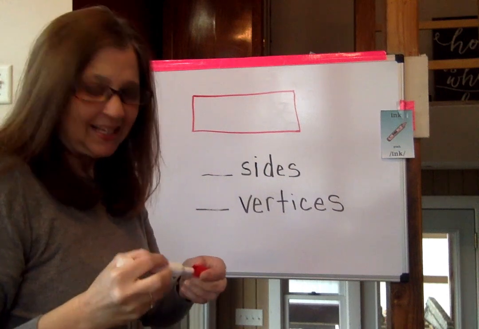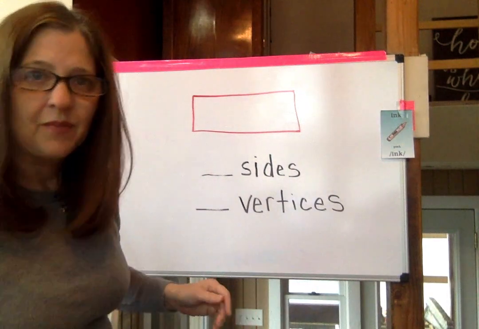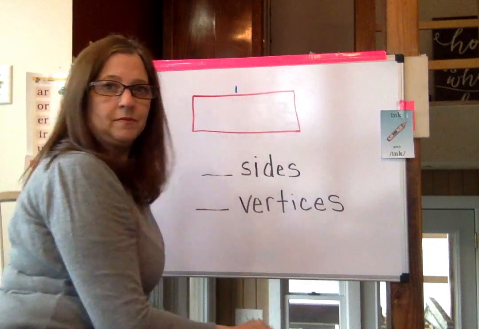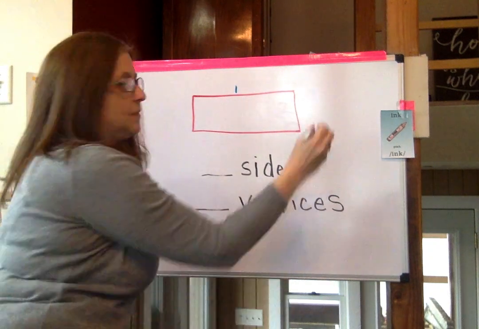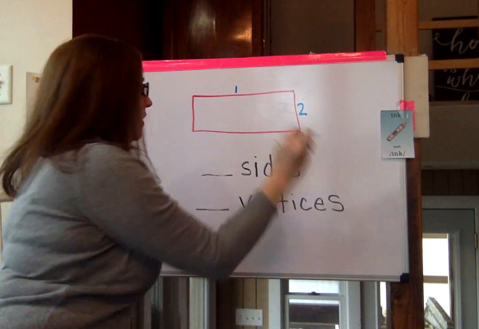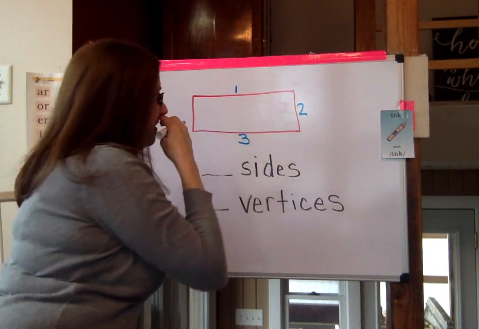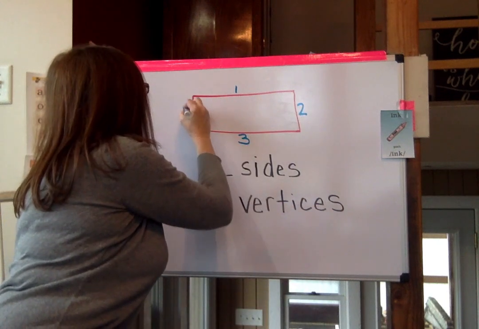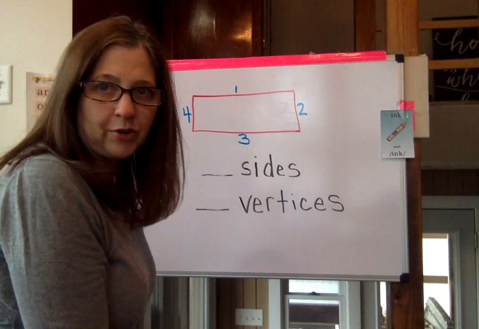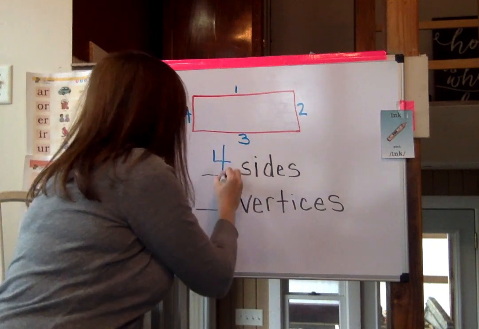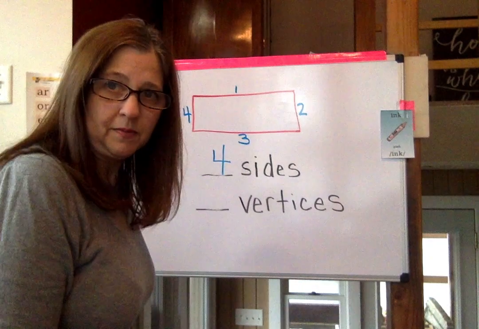Okay, let's label them now. Here we go. Let's start at the top. 1, 2, 3, and 4. My friend, a rectangle has 4 sides. Go ahead and write that down on the line below the rectangle.